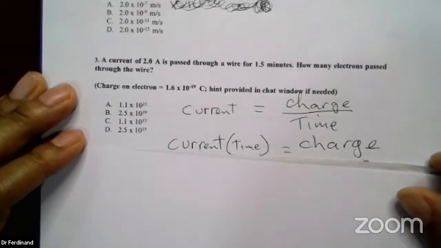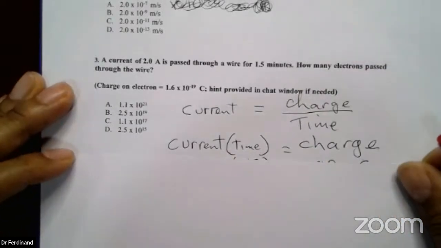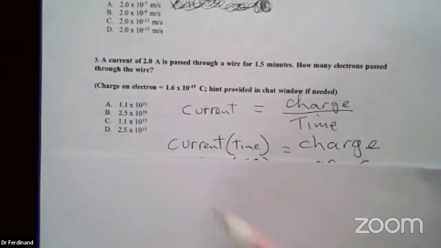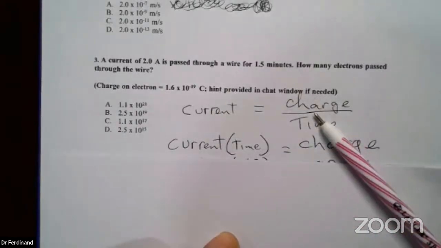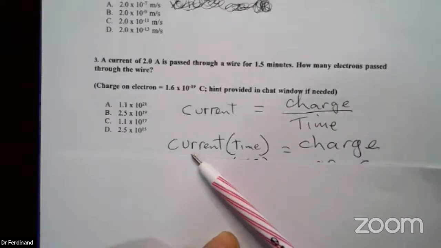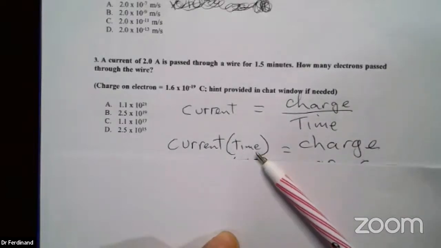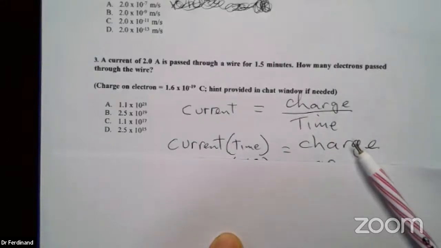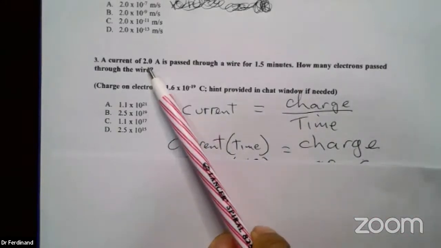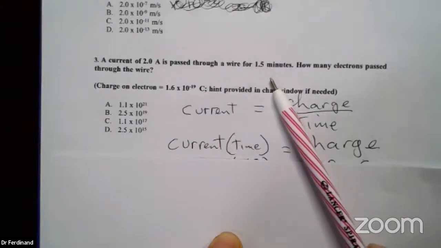So first, current is charge over time. That means if I multiply both sides by time, current times time will give me the charge. So that's what I'm going to use: the current multiplied by time.